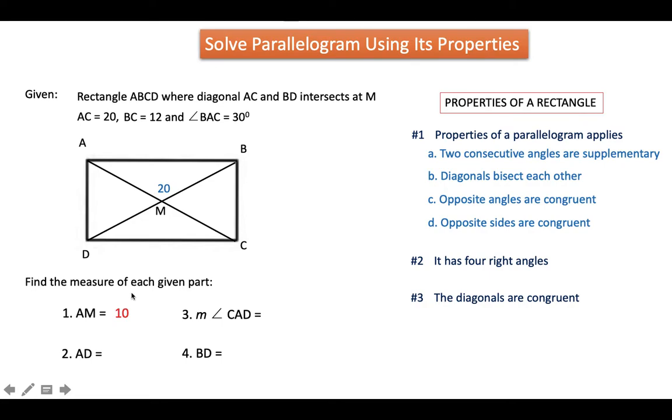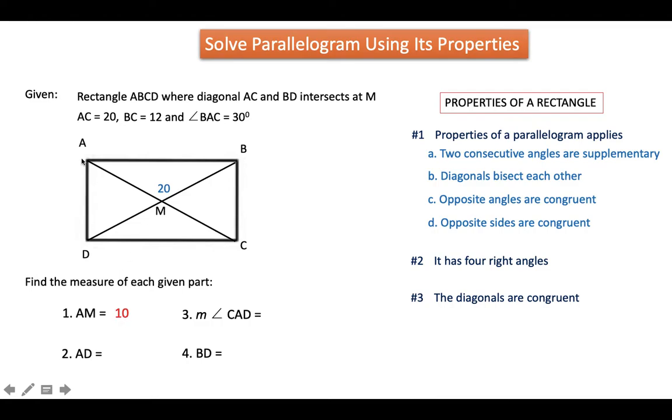Why? Because according to one of the properties, the diagonals bisect each other, in property 1b of a rectangle. When we say bisect, it means it is cut into equal parts. So these diagonals BD and AC cut each other into exactly half. So the half of 20, since AC is 20, which is AM, measures 10.